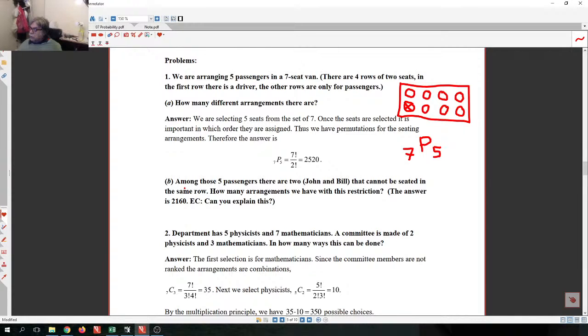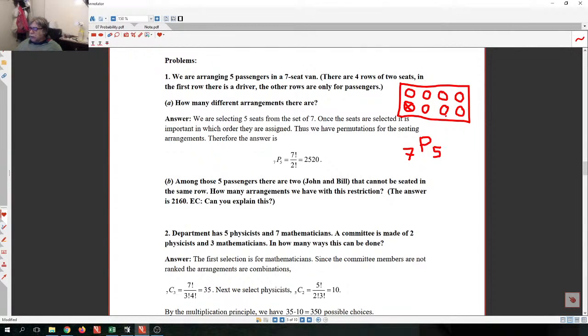The second part of this problem says, what if 2 among these 5 passengers cannot be seated together in the same row? Let's call them John and Bill. You cannot put them in this row, the 3rd row, or the 4th row. Now, how many different ways are there to make the arrangements when these 2 guys are not sitting in the same row?